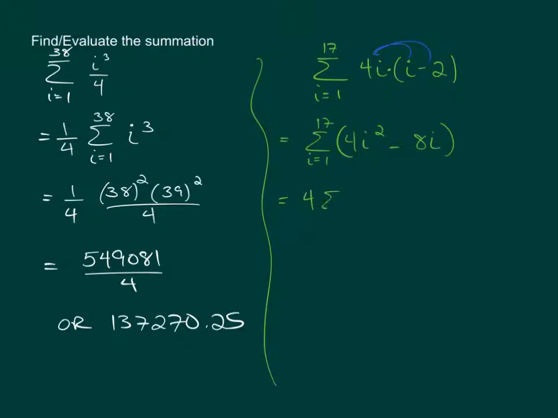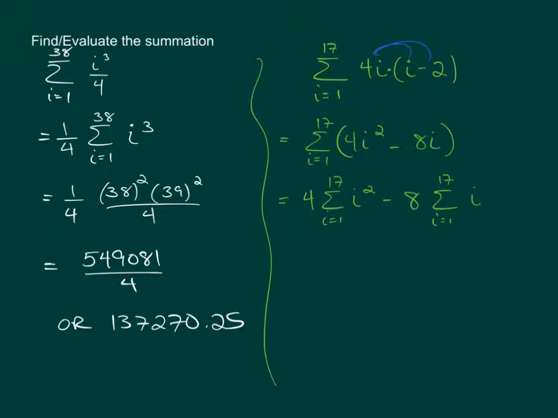So this will look like 4 times the sum as i goes from 1 to 17 of i squared minus 8 times the sum as i goes from 1 to 17 of i. So we can take the sum of each term individually and then pass the constant through the sum so that we can have our sums in terms of i's and i squareds.